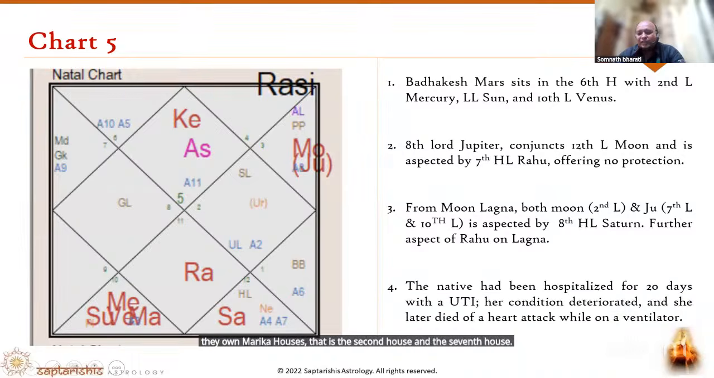The event that took place was that this lady, this native, had been initially hospitalized for 20 days with a UTI. Initially, her condition was improving, but suddenly it started to deteriorate, and she later died of a heart attack while on ventilator. In fact, exactly 4 hours after the construction of this prashna is the time that she passed away. So, with this, I come to the end of my presentation.